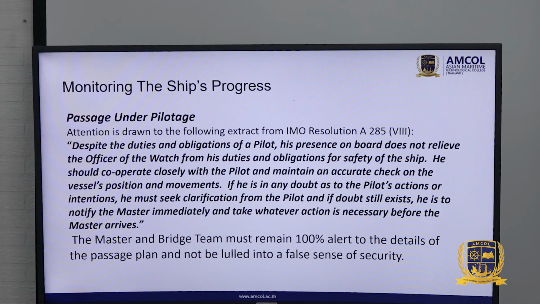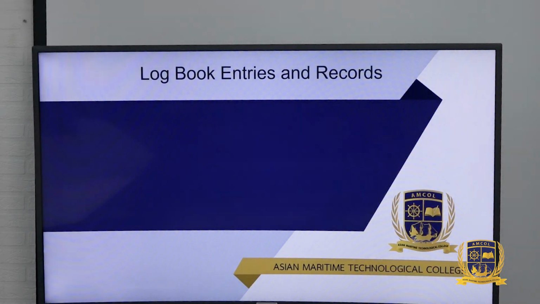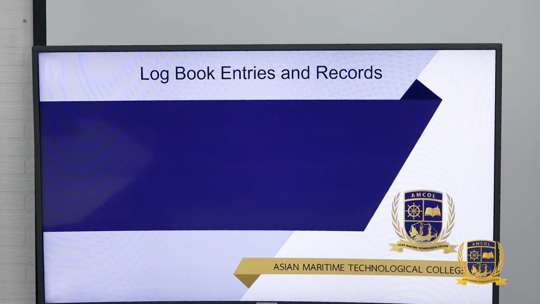That means the officer of the watch and the pilot are both part of the bridge team and each must complement the other, but the responsibility is of the officer of the watch and the final responsibility is of the master. Many times it has happened that when the pilot is on board, people tend to relax and take it easy, which should be avoided. Okay, the last topic is the log entries and the record keeping.